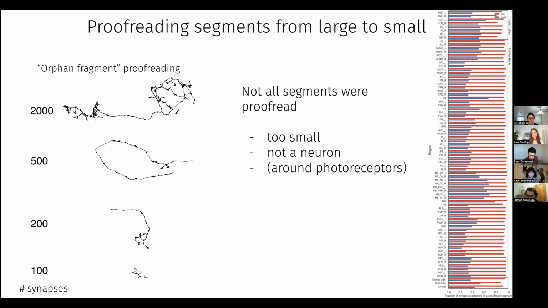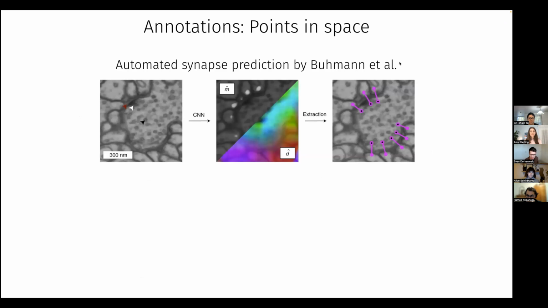But keep in mind that when you look at the data, some partners will not have been proofread. We will see that later. Okay, so that is another part.